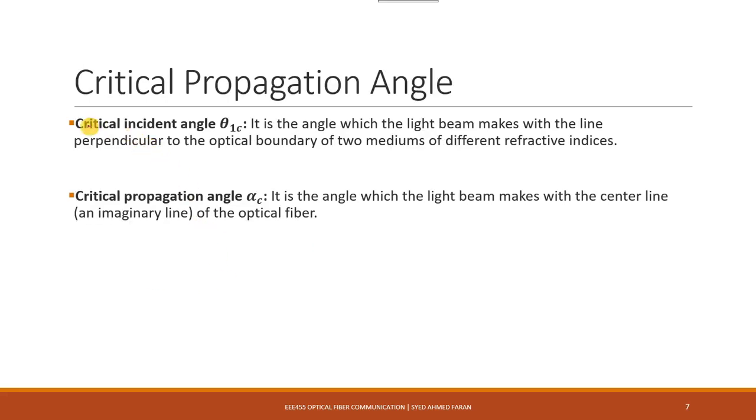So we have discussed this critical incident angle. We called it the critical incident angle because this was the angle that the ray of light made with the normal across this boundary.